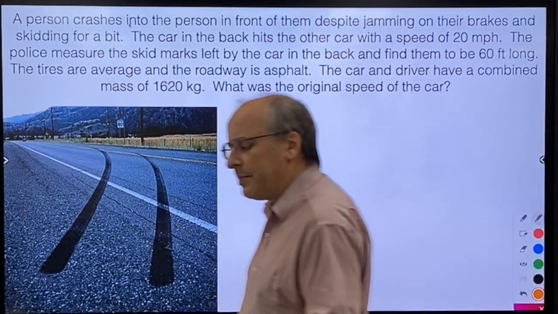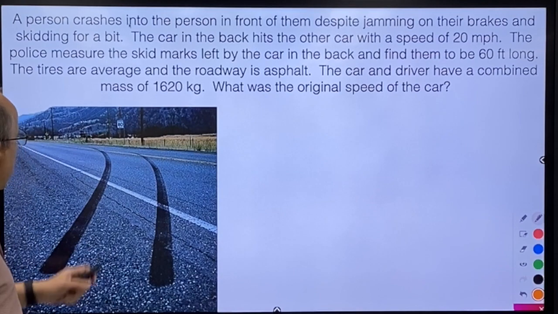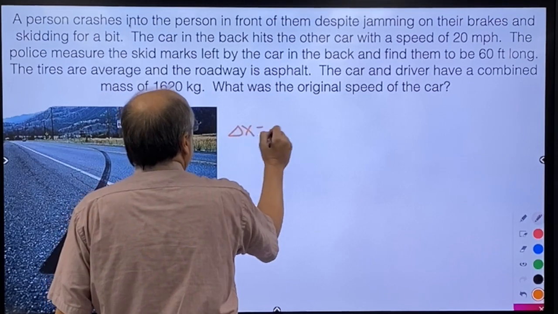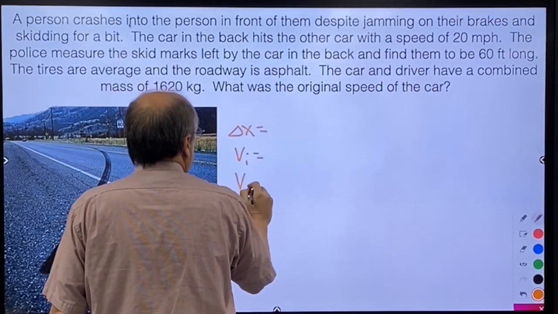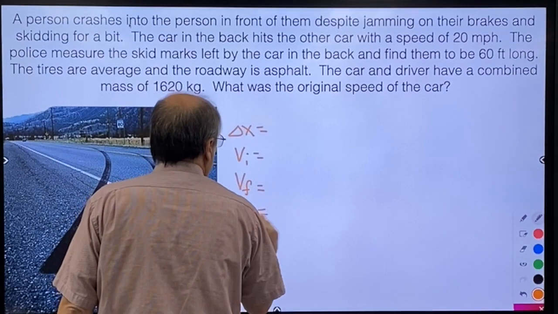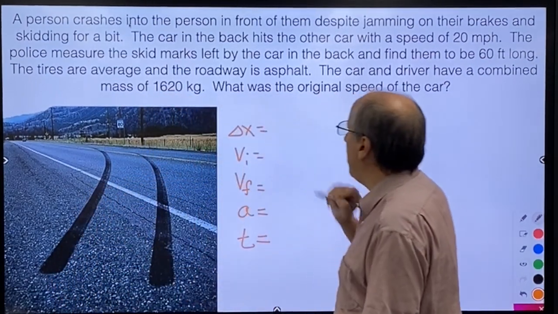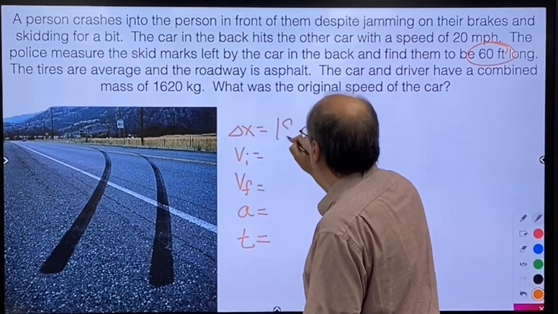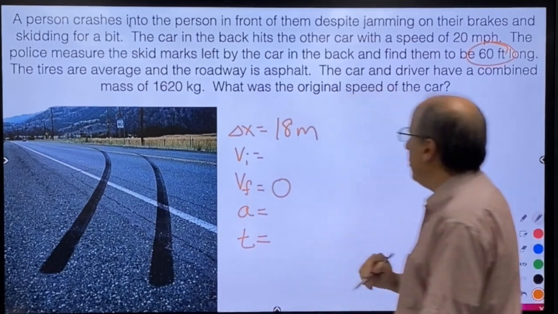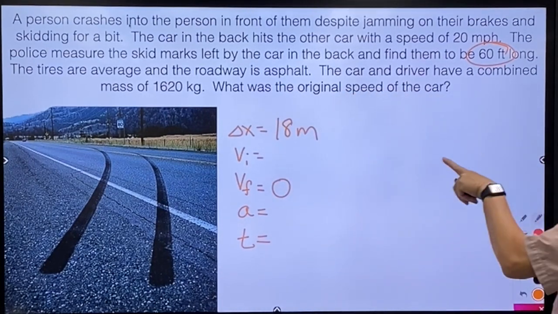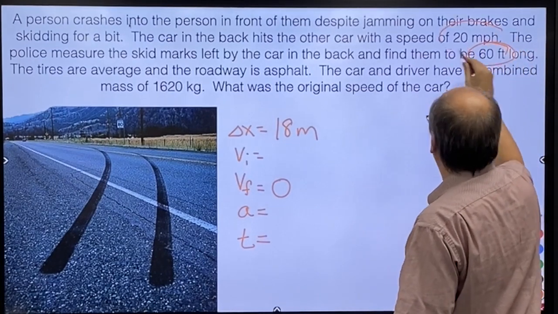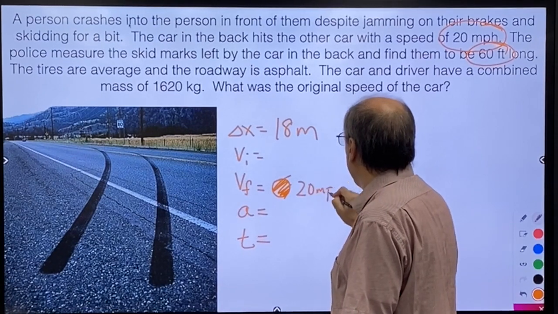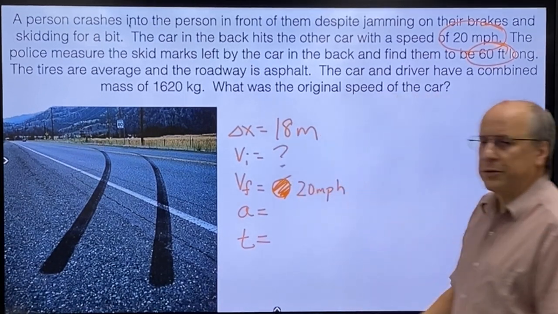Here's another example problem you could try. This one is the way the cops would try to figure out how fast you were going based on the length of your skid marks. So this time, you're going to know how far you skidded based on the skid marks: 60 feet, so about 18 meters. You know you stopped. Actually, in this case, they hit another car, so their final speed was about 20 miles an hour. So we're going to change that to meters per second, and your goal is to find the initial speed.